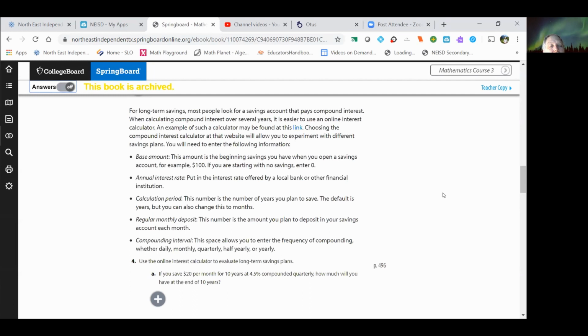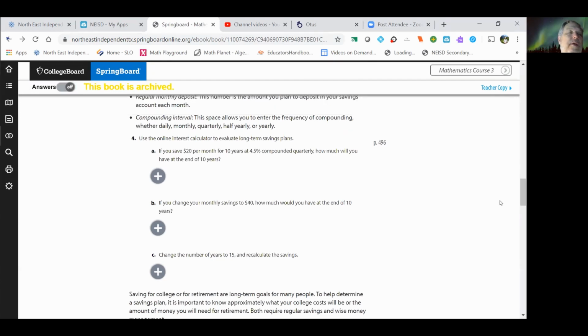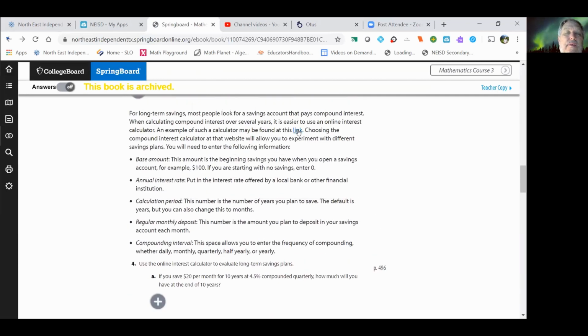Compounding interval. This space allows you to enter the frequency of compounding, whether it be daily, monthly, quarterly, half yearly, or yearly. All right, item 4 says, use the online interest calculator to evaluate long-term savings plans. Item A, if you save $20 a month for 10 years at 4.5% compounded quarterly, how much will you have at the end of 10 years? Okay, so let's go ahead and follow that link and see what we end up with.